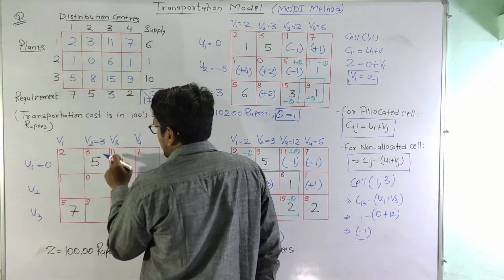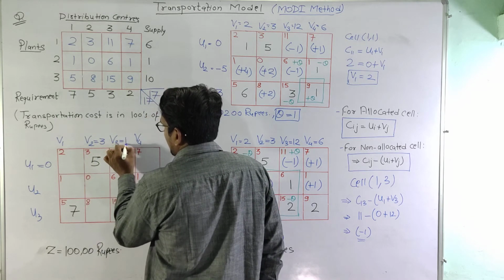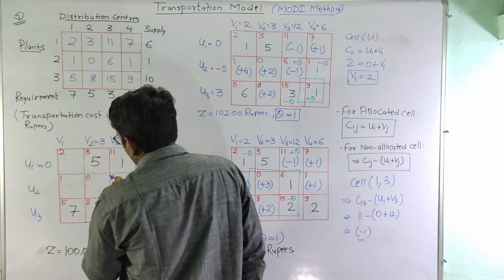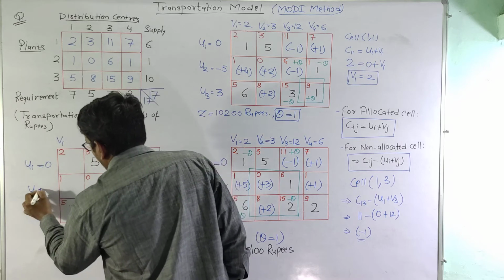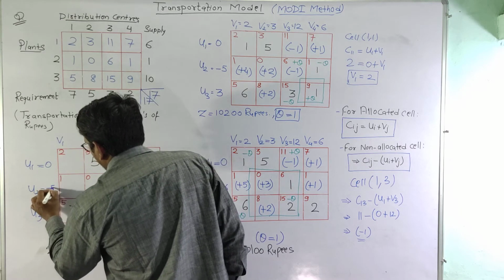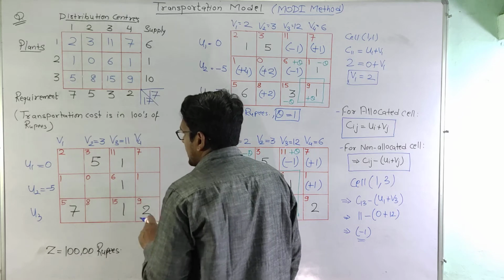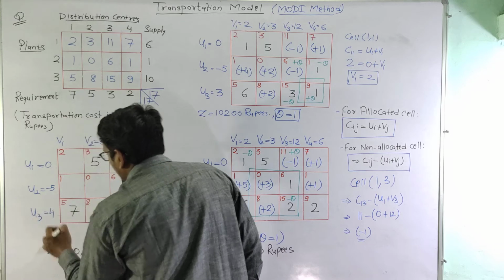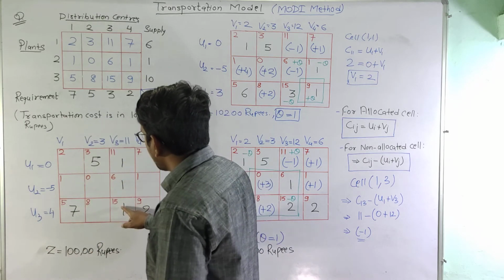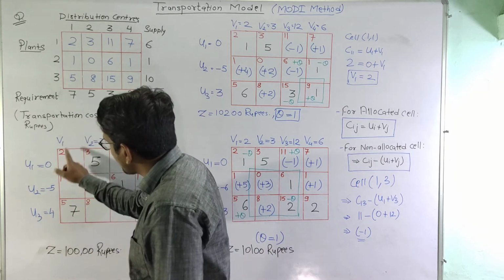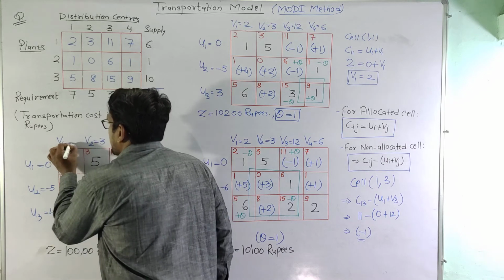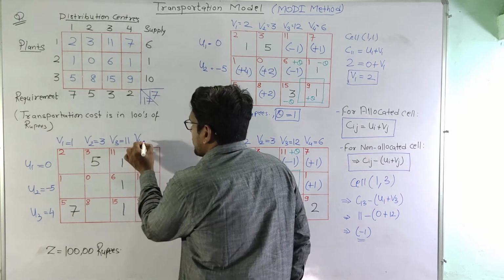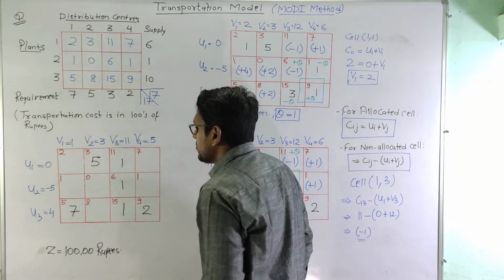Similarly, 0 plus what is equal to 11. So 0 plus 11 is equal to 11. And from here 11 plus what is equal to 6. So 11 minus 5 will be equal to 6. And 11 plus what is equal to 15. So 11 plus 4 is equal to 15. And 4 plus what is equal to 5. 4 plus 1 is equal to 5. Similarly, 4 plus what is equal to 9. So 4 plus 5 is equal to 9.